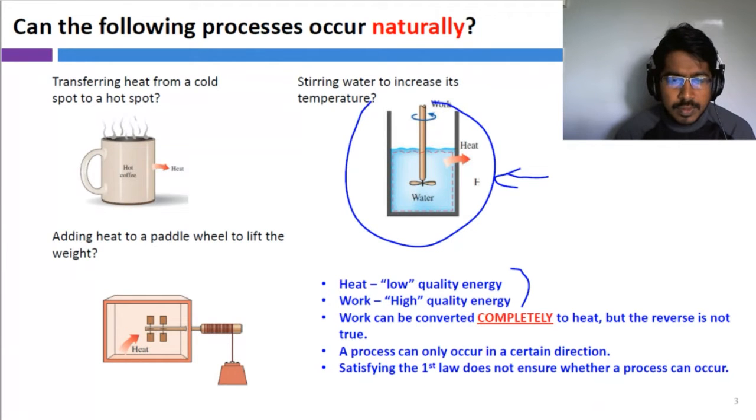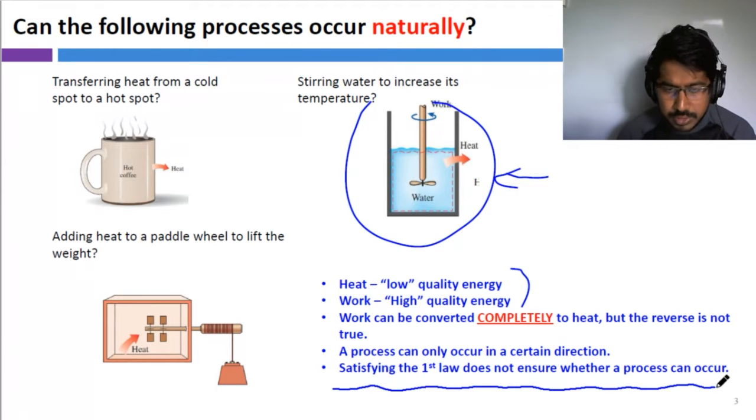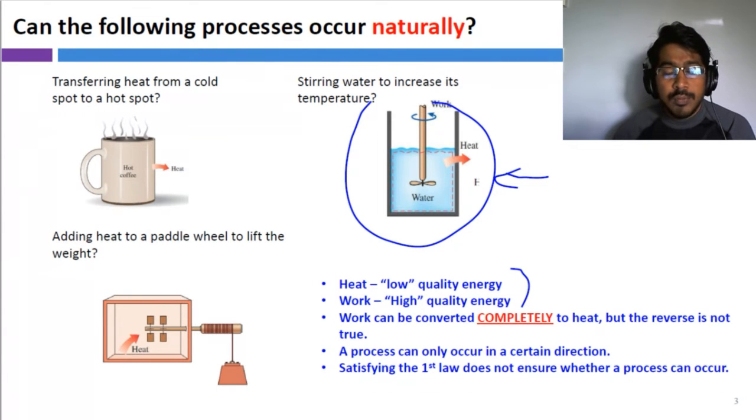And also, sadly, satisfying the first law does not ensure whether a process can occur. It would have been so easy if it was just the first law, right? Then we can just apply the first law and be happy. But satisfying the first law does not ensure whether a process can occur, so we need to check further. It's obvious that the first law should be satisfied in order for a process to take place, but that is not the only condition that should be met.